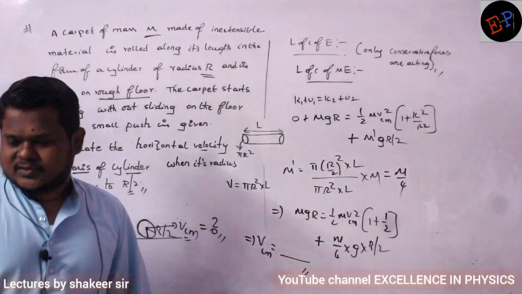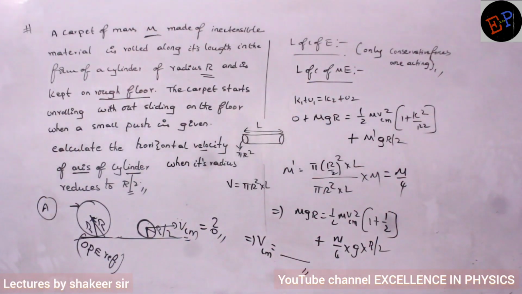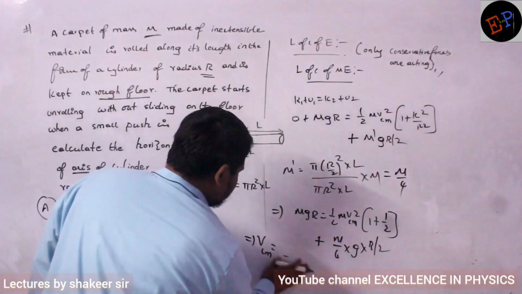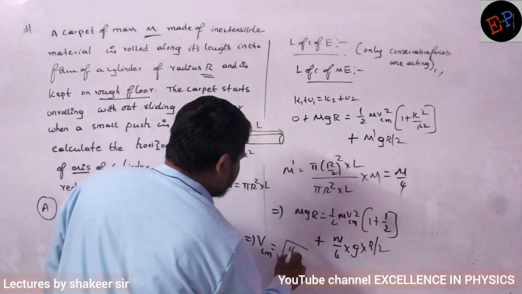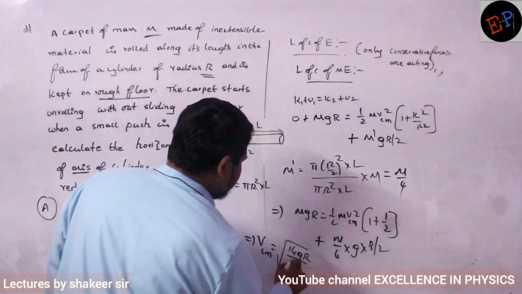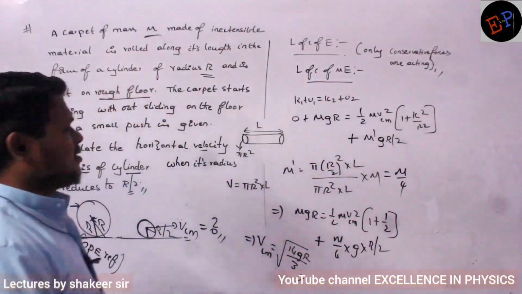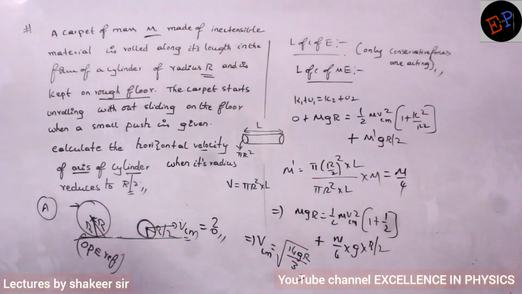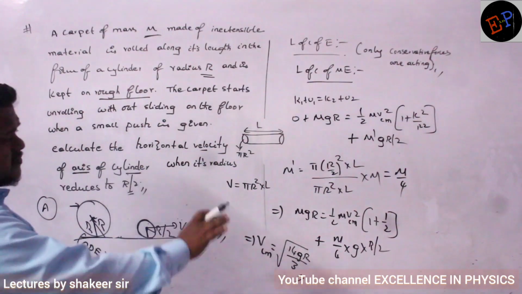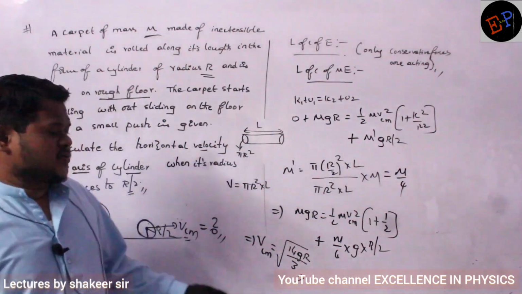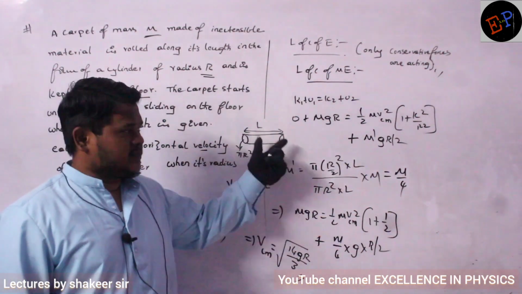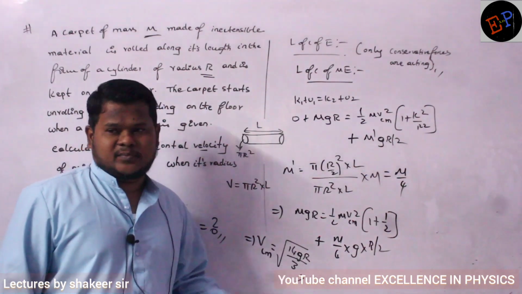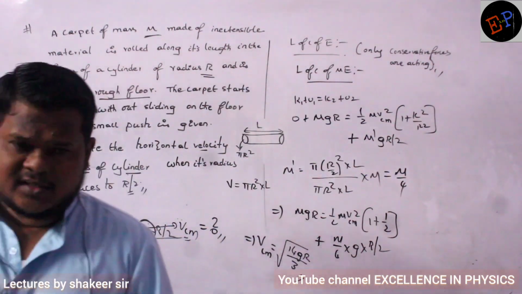Understood? That's it. So the final answer I will write down. Check whether you get the same answer or not. So the answer is root 14 gr by 3. So root 14 gr divided by 3. That is the final answer which you should get. So have you understood now the methods of calculation? So to do problems of physics, your previous knowledge also is very, very important.